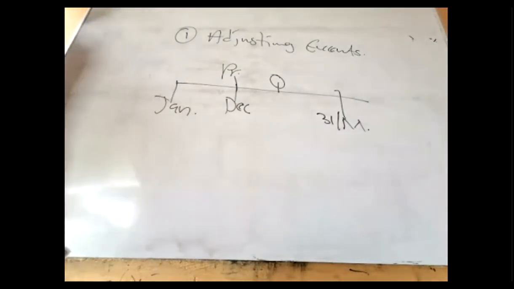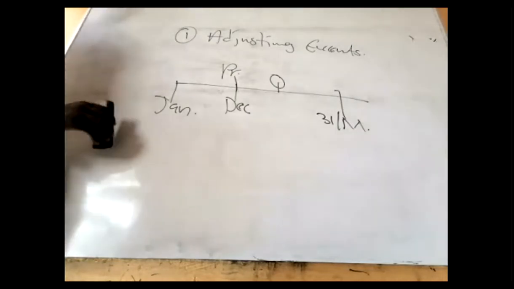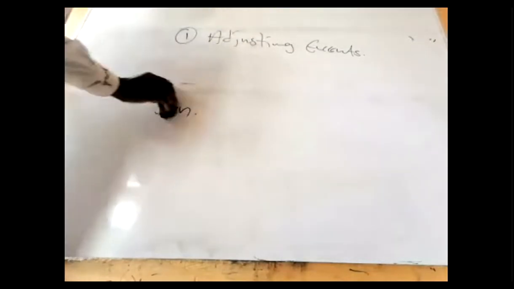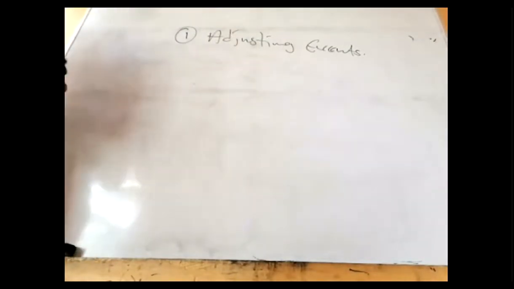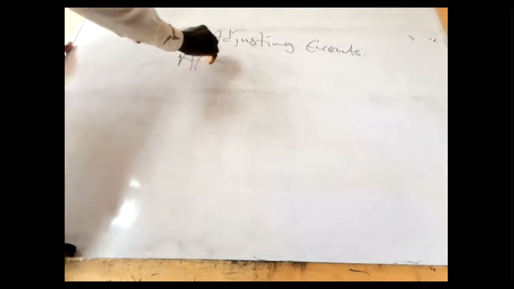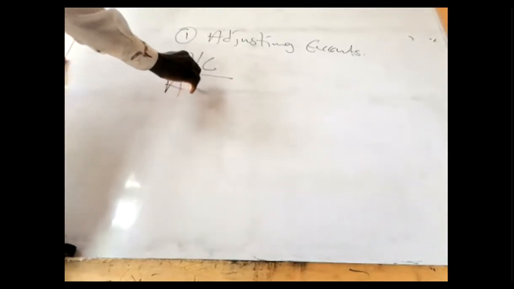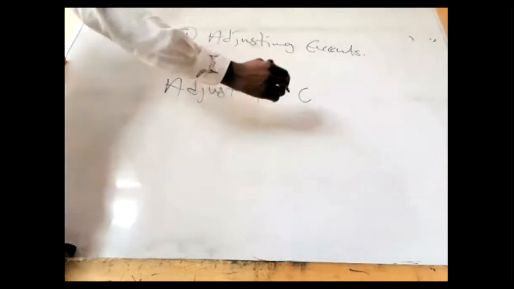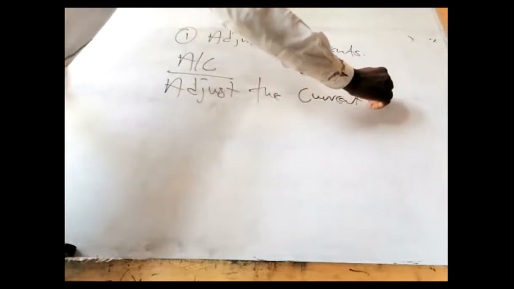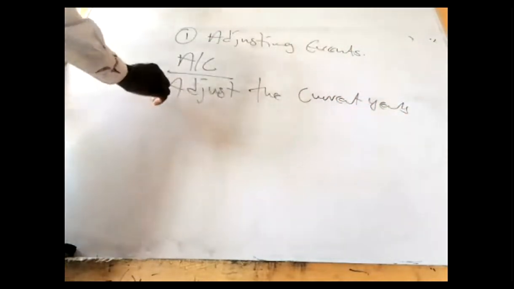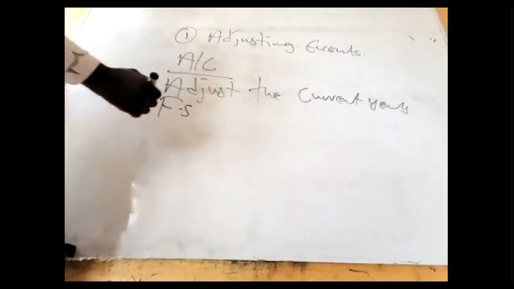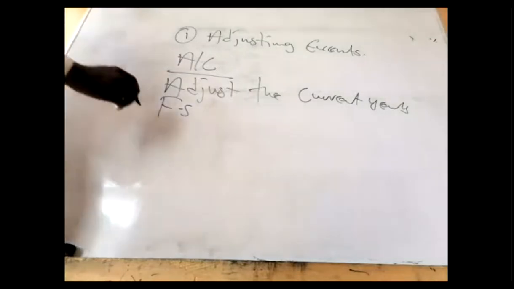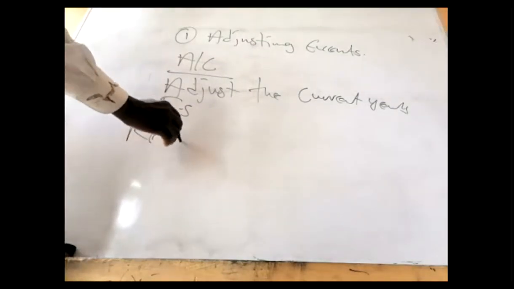Now, what is the accounting treatment of adjusting events? Accounting treatment simply means how are you going to treat such a transaction? Tell the examiner that you are going to adjust the current year's financial statement to reflect the impact of this transaction. That is the accounting treatment. It simply means record it.